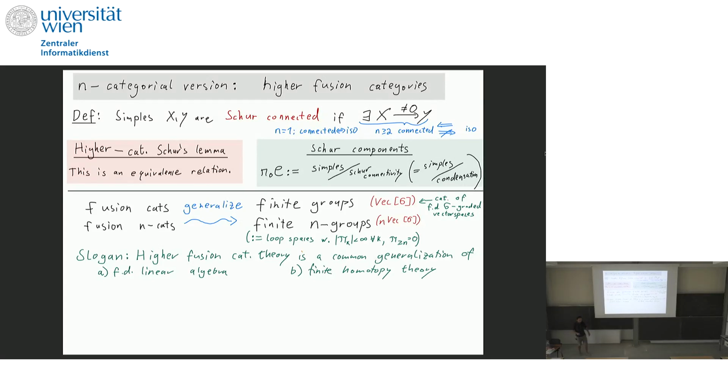And the slogan, therefore, you could think of as saying higher fusion category theory is sort of a common generalization of finite dimensional linear algebra, I'm sort of linearizing everything appropriately, and finite homotopy theory. So homotopy theory, where I only have finitely many homotopy groups and they're all finite.